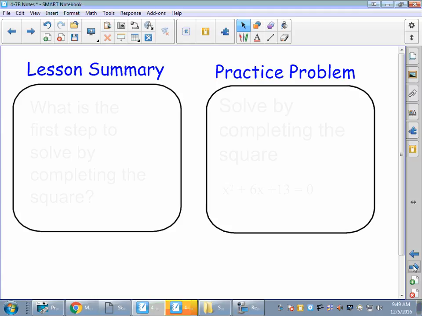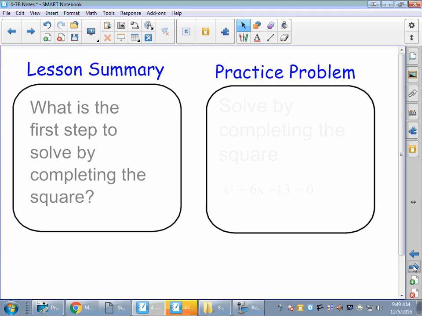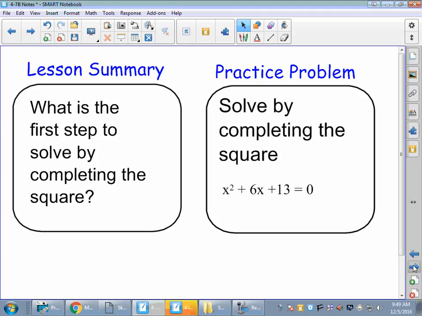All right, so lesson summary. I need to know what is the first step to solve by completing the square. That is incorrect. Ooh. Here we go. I forgot to change these. So this is a freebie. My bad. That was from before.